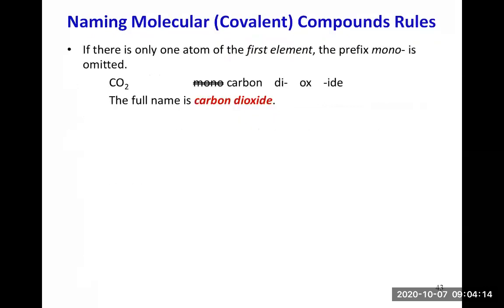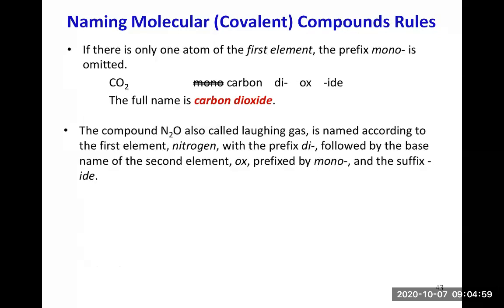So if there is only 1 atom of the first element, the prefix mono should be given, but it's omitted. So for the first element, when there is only 1 of it, we omit the prefix mono. For example, CO2: the name could be monocarbon. C is carbon. And then there are 2 oxygen, so di. Oxygen, the root is ox, and then the ending ide. So that would be monocarbon dioxide, but we don't use the mono in front of carbon, and we say it's carbon dioxide. So remember, for the first element, we don't use mono.